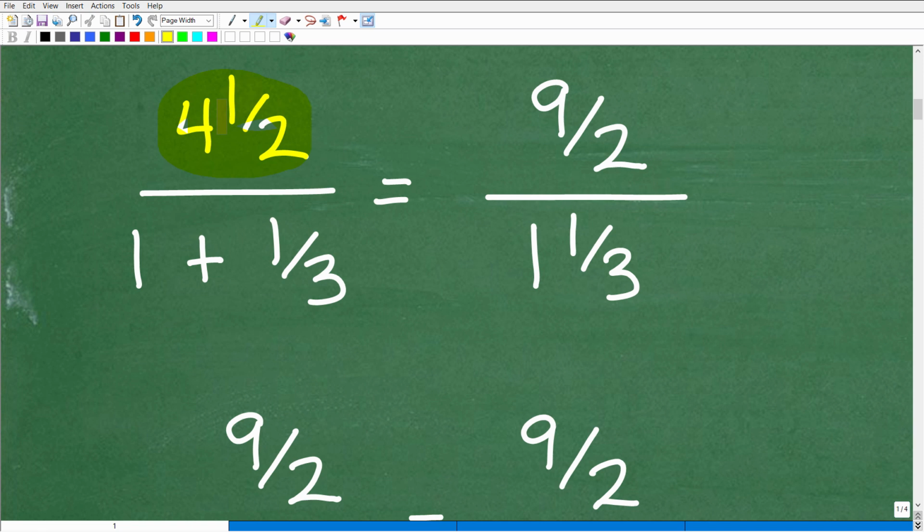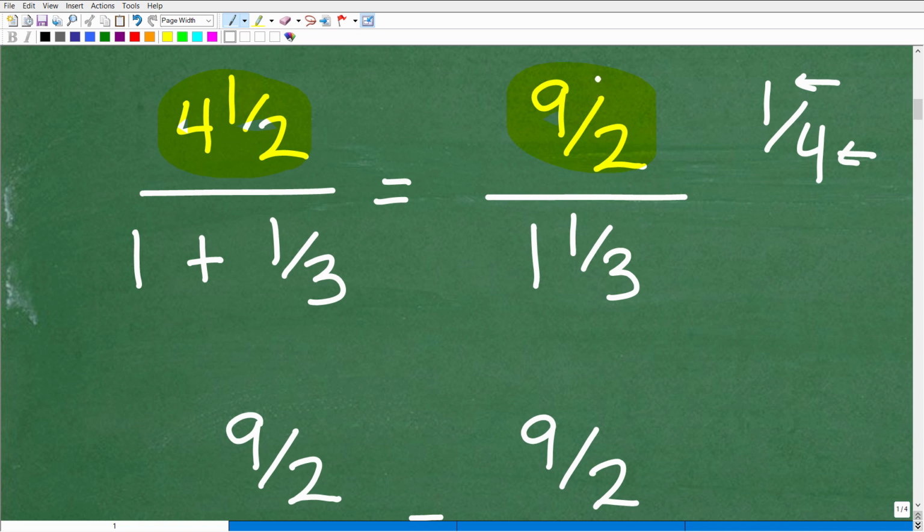So 4 and 1/2 is the same thing as 9/2. So remember to convert a mixed number into an improper fraction. By the way, I'm using these terms: mixed number, improper fraction, and proper fraction. If you have a fraction like 1/4, where the denominator is bigger than the numerator, this is a proper fraction.